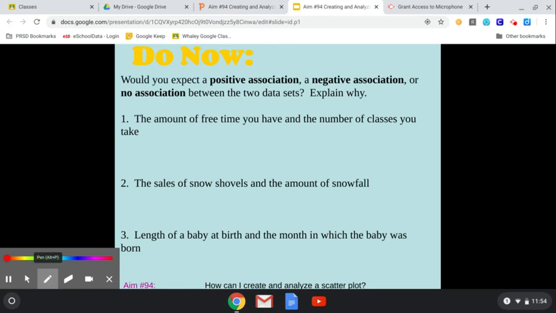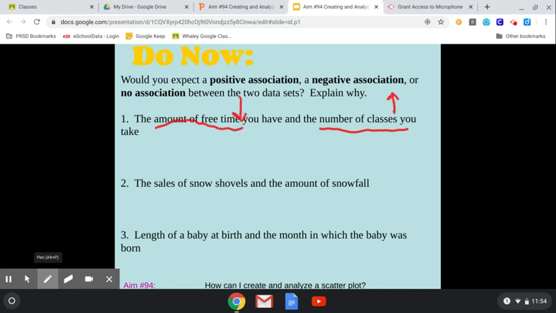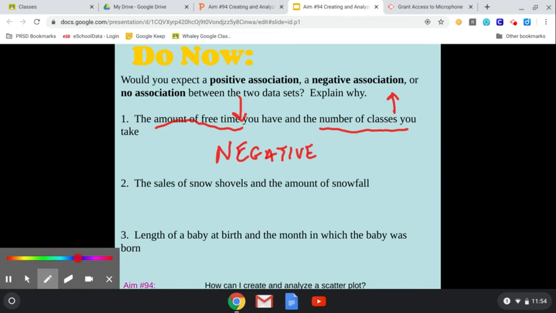Okay, the amount of free time you have and the number of classes you take. Well, if I take more classes, so if that were to go up, the amount of free time I'm going to have is probably going to go down. So if the variables behave oppositely, that's a negative correlation. As one goes up, the other goes down. That's a negative correlation.